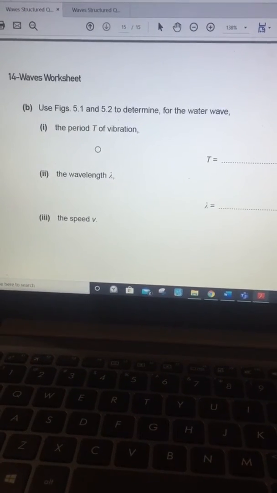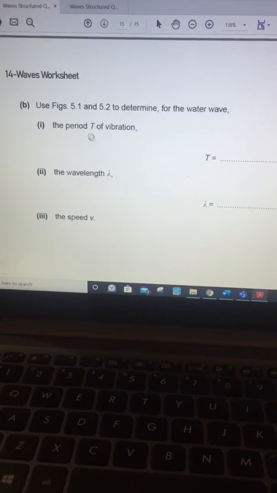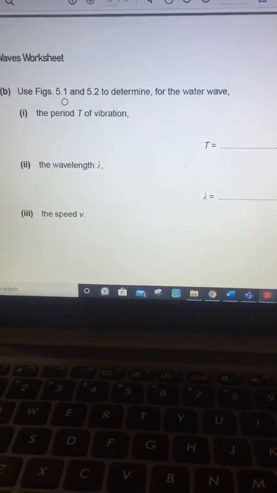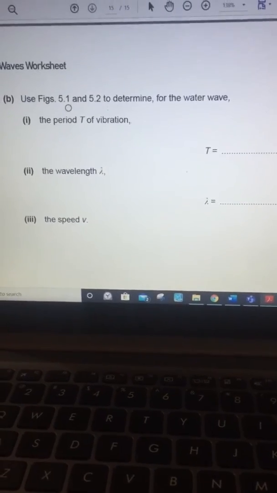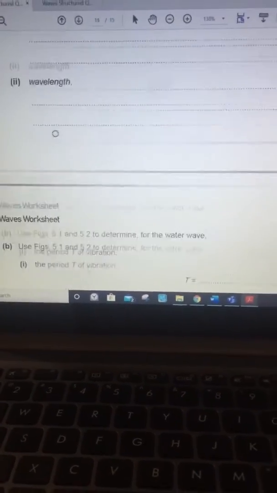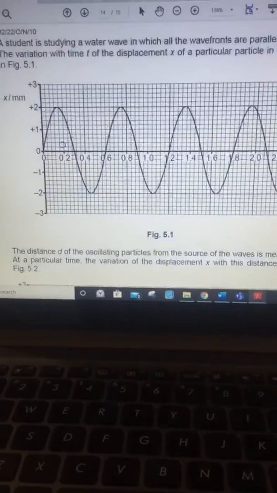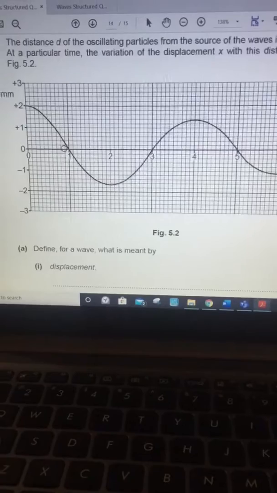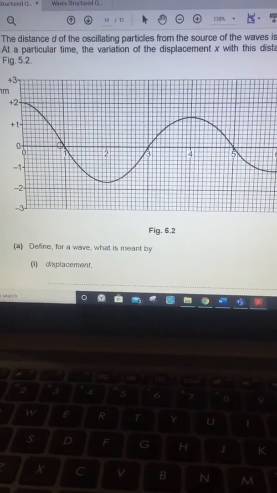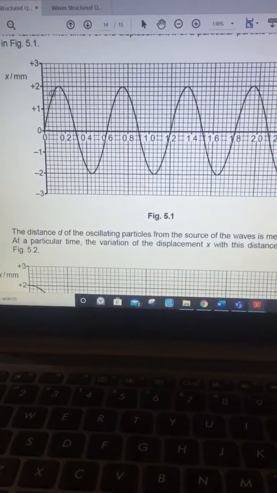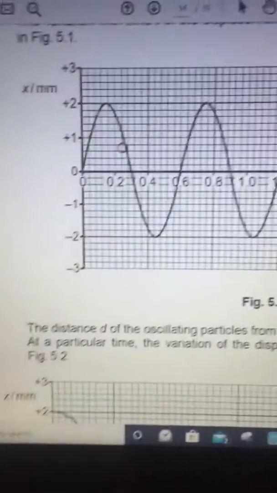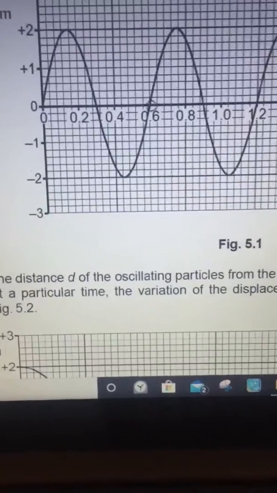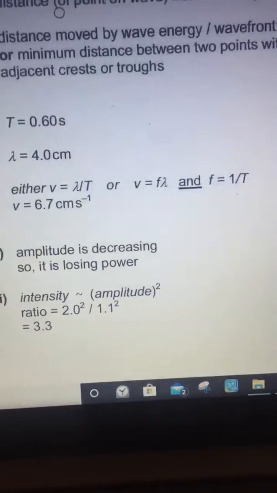The B part: use figure 5.1 and 5.2 to determine for the water wave the period, the wavelength and the speed. So for the water wave, the period is the time taken for one cycle here, so that is 0.6 seconds.